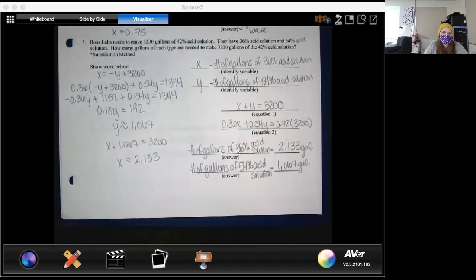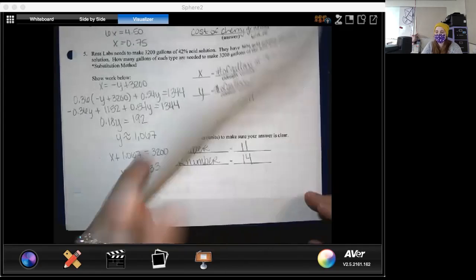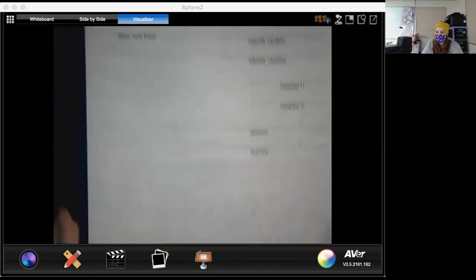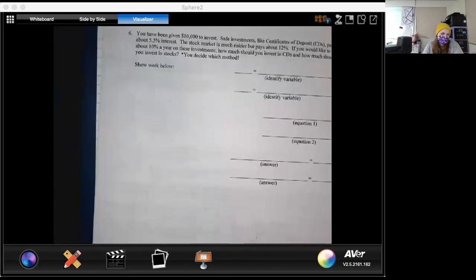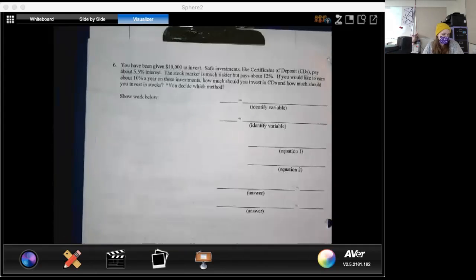Questions or concerns for number 5? Okay, last problem for the notes. Number 6, which resembles number 5 in some ways.